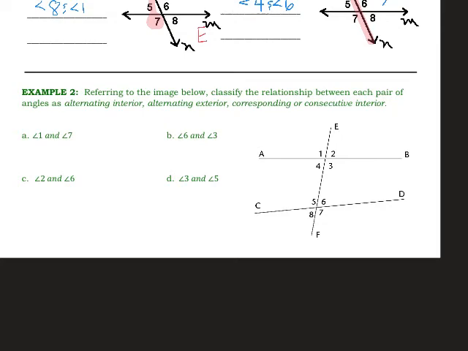All right, let's look at, what are we looking at? 2 and 6. Are 2 and 6 both interiors, both exteriors, or one of each? One of each. There's only one that has one of each. And what name is that? Corresponding.